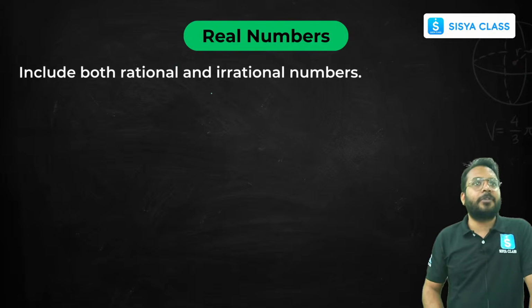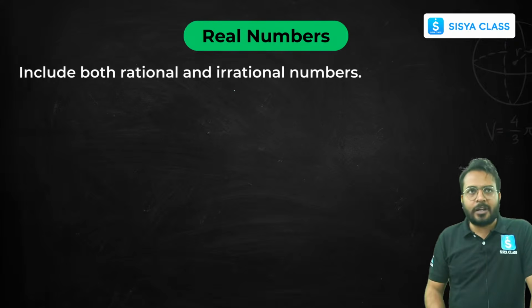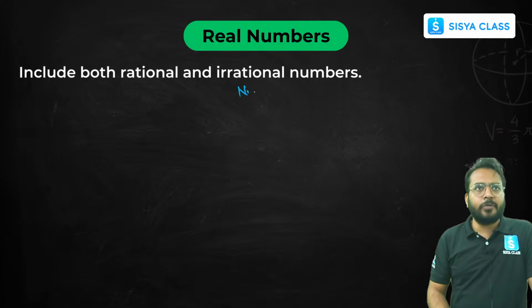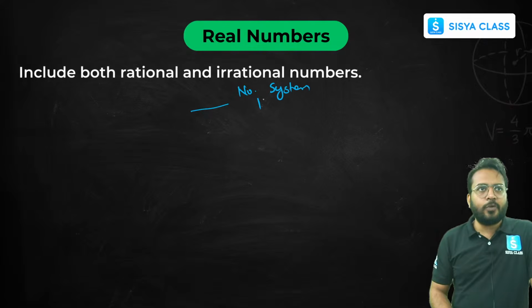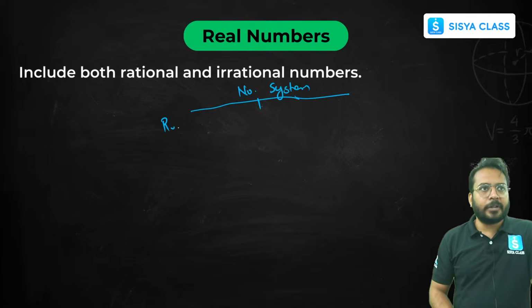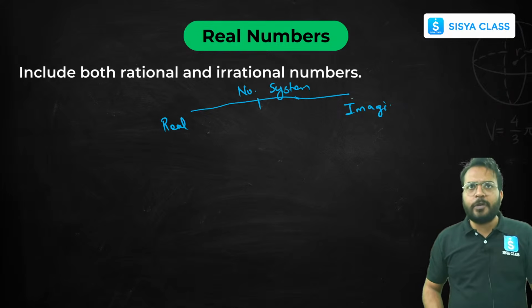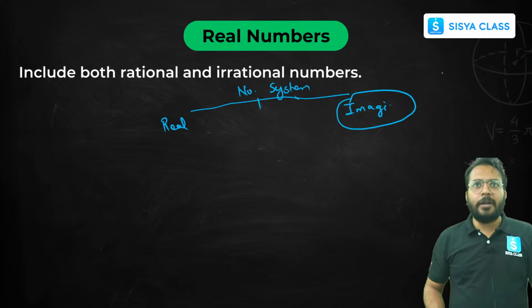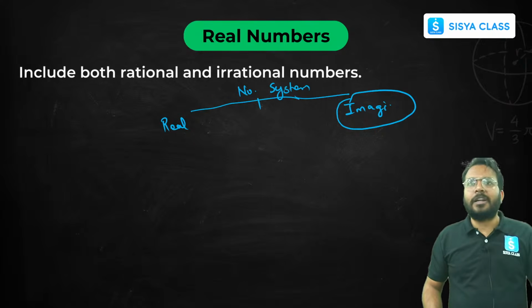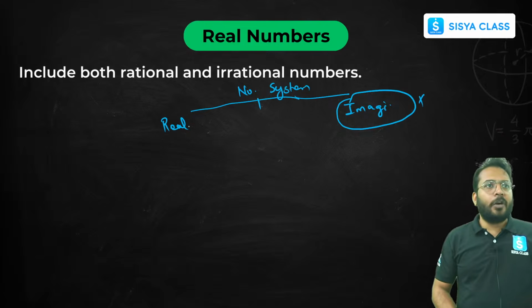What are real numbers? Real numbers include both rational as well as irrational numbers. If you see the whole number system, it is categorized into two parts, that is real numbers and imaginary numbers. You will be learning about imaginary numbers in your higher grades, when you go to grade 11th and 12th. That time this topic will be introduced. But right now we are going to deal only with real numbers.